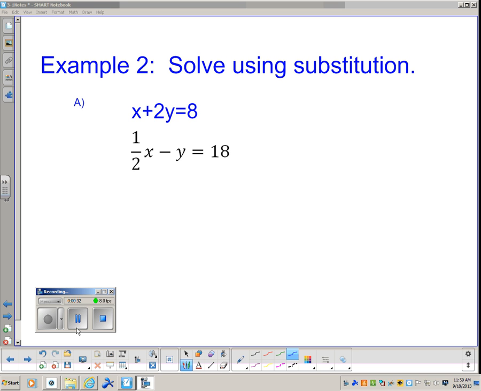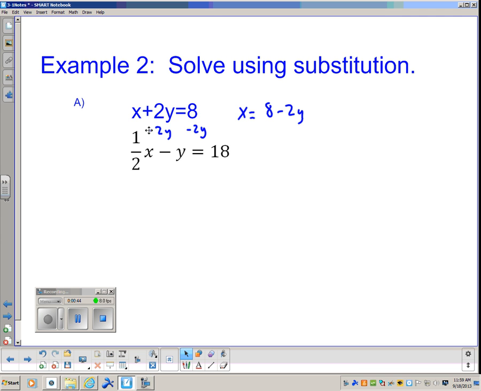I can solve for x here. So I can subtract 2y, and I get x equals 8 minus 2y. So now I can take that and substitute it into the other equation that I did not do that for. And I can go 1/2. I'm going to put in 8 minus 2y in for x. Since this says x equals 8 minus 2y, I'm putting it in there for x. Everything else in the equation is going to stay the same.